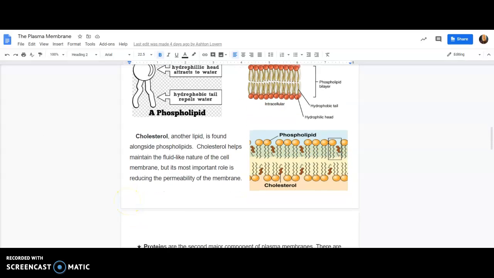Cholesterol, another lipid, is found alongside phospholipids. Cholesterol helps maintain the fluid-like nature of the cell membrane, but its most important role is reducing the permeability of the membrane.